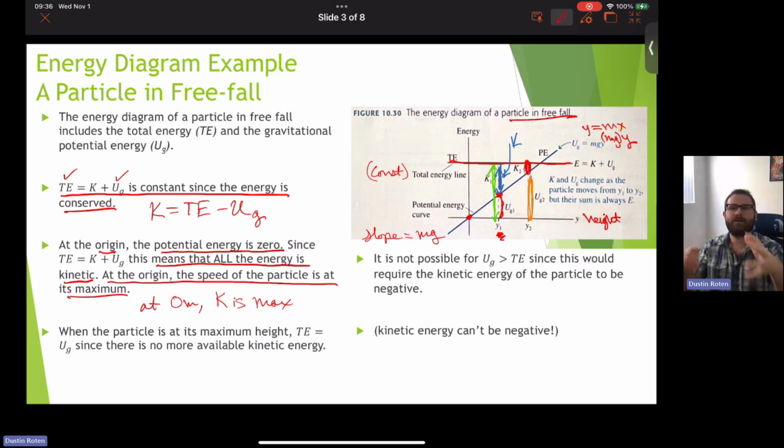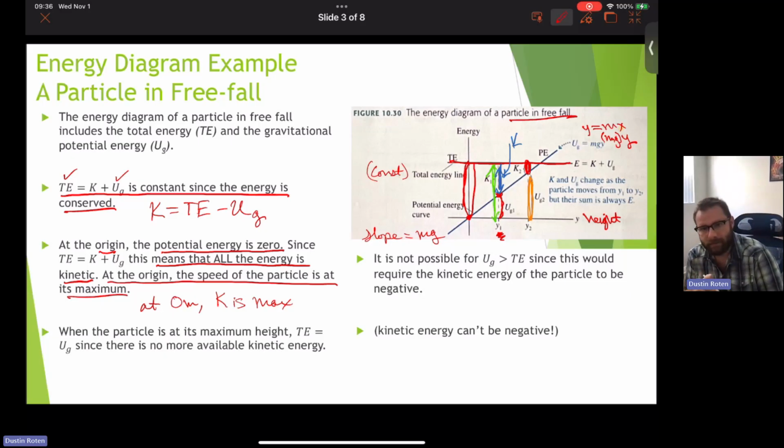Okay, so that's how you can actually get both pieces of information out of this one plot, even though you're only plotting potential energy and total energy. Anything above it is kinetic, anything below it is potential. So going back to the origin, you can see now at the origin we have maximum kinetic energy.